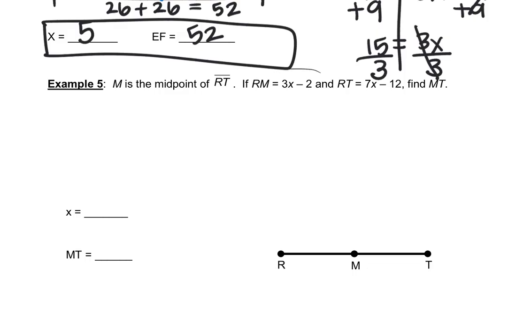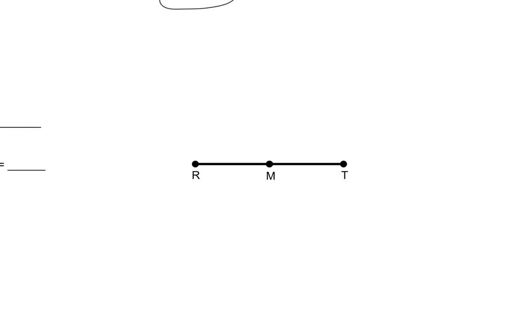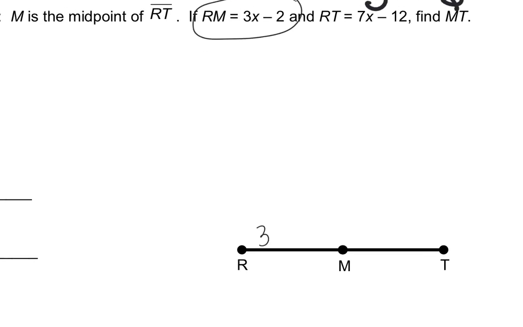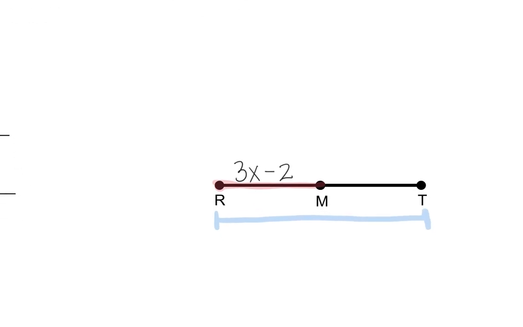Okay, so let's start with R and M and let's label it. From R to M, it's 3x minus 2. So just to make it a little clearer, from R to M, this part in red is 3x minus 2. They didn't give me M to T. It says I'm looking for that distance. But they did give me R to T. So R to T, it says 7x minus 12. So they actually gave me the whole part here.